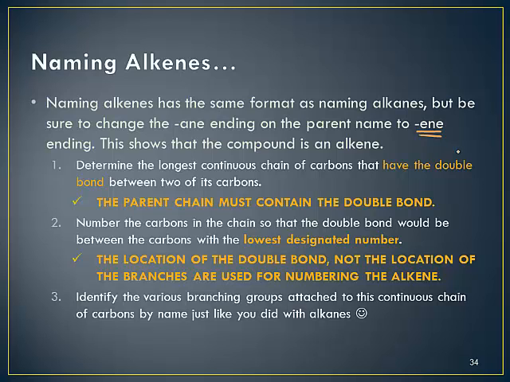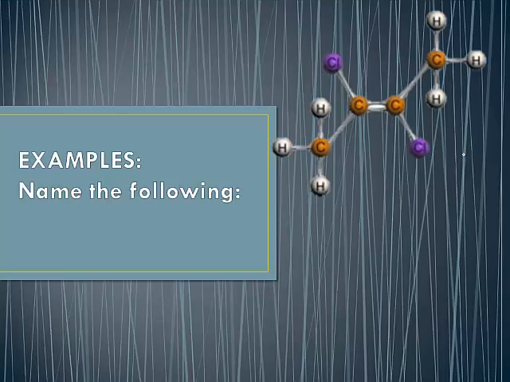Two, you're going to number the carbons in the chain so that the double bond has the lowest designated number. So it doesn't matter what the other substituent groups have as their number, it's most important that the double bond has the lowest number possible. Then three, you're going to identify the varying branching groups attached to the continuous chain just like you did with the alkane. So let's look at an example here.